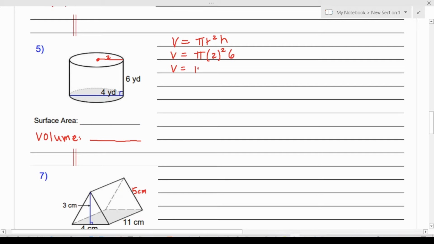So this is pi, and I'm not going to skip any steps as I do this because I don't know who's watching this video. 2 squared is the same as 4, and this, of course, is times 6. 4 times 6 is 24, so this is 24 pi. And on the ASVAB, you couldn't leave this as your answer. Again, you're going to have to make use of the fact that pi is approximately 3.14 and actually work this out. So let's go ahead and do that down here.